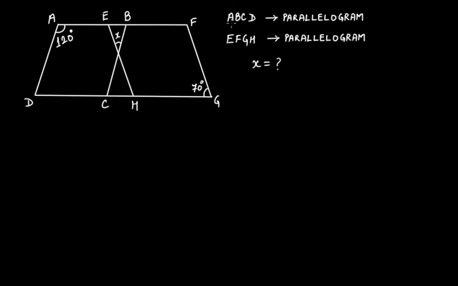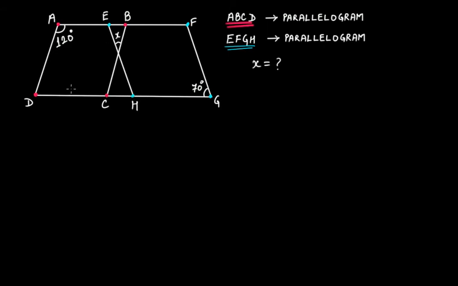ABCD is a parallelogram and EFGH is a parallelogram. So ABCD is a parallelogram, and EFGH is another parallelogram. You have to tell the value of x.